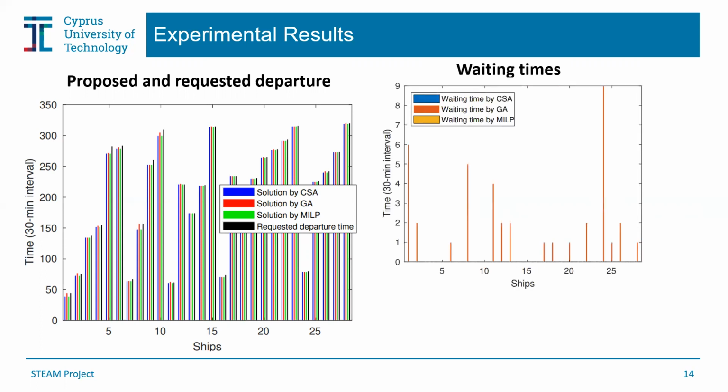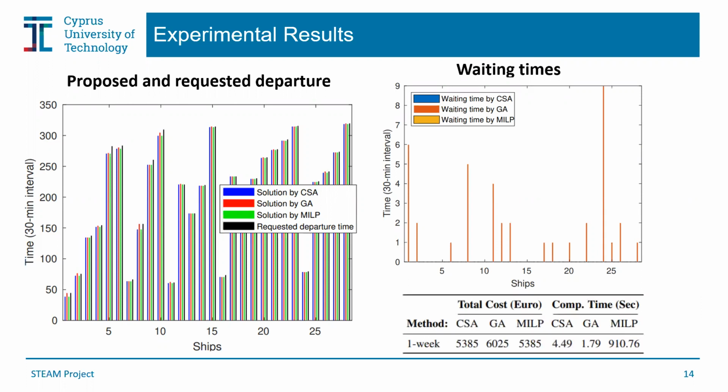On the other hand, when we compare in terms of waiting time, we can see there is no waiting time using Cuckoo search algorithm and mixed integer linear programming, as the mathematical approach always provides an optimal solution, and here our Cuckoo search algorithm is also providing an optimal solution. However, using the genetic algorithm, there are around 12 to 13 ships that depart late, and the maximum waiting time is 9 slots, and each slot is equal to a 30 minute time interval.